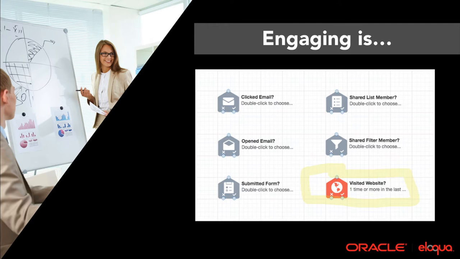So that could be a home page, it might be other microsites, it could be an e-store, there could be a whole range of locations that you've loaded the Eloqua tracking code. So that's what that's asking.